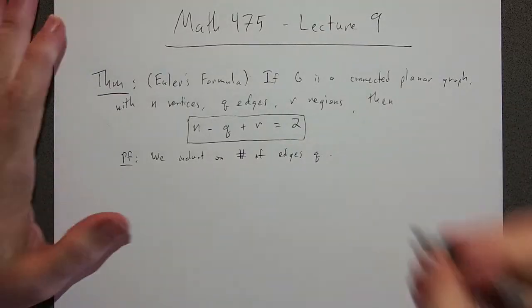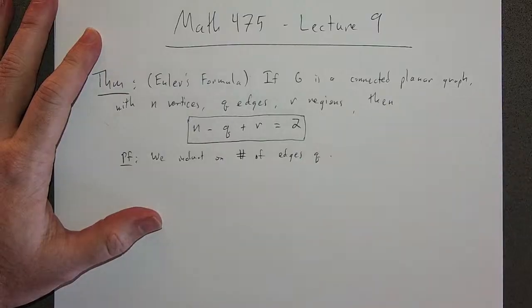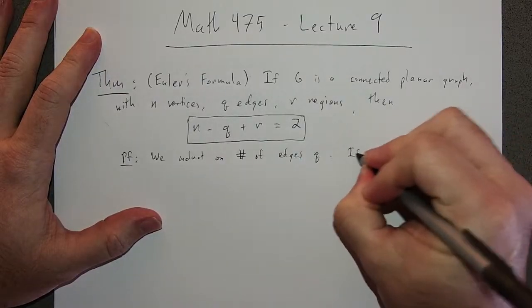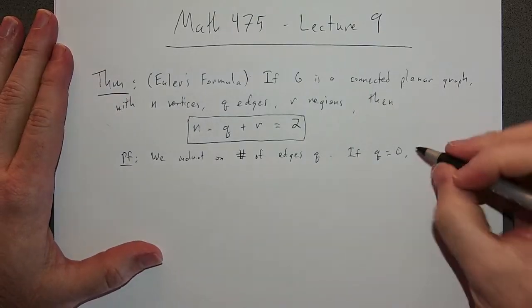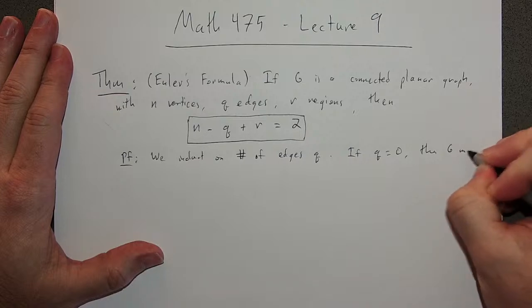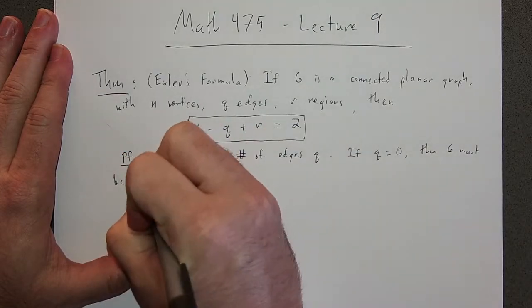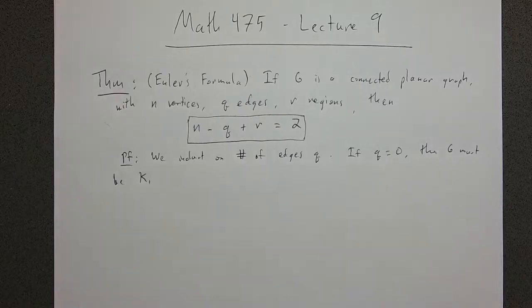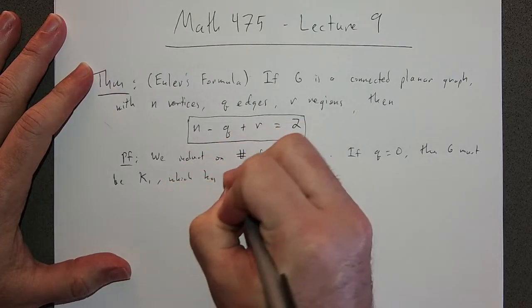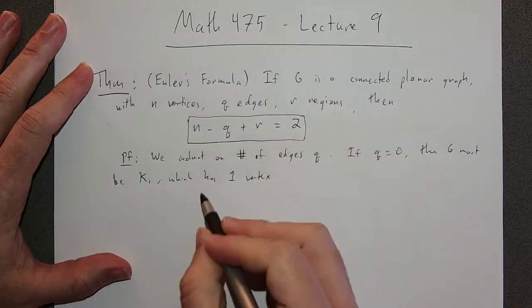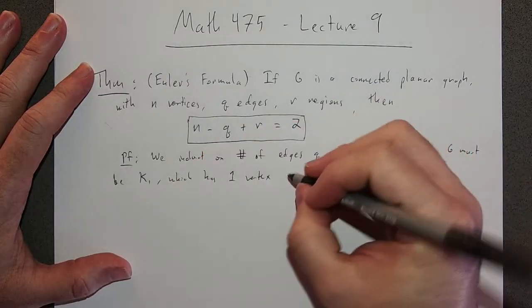Okay. We could start as our base case even q equals 0. There are no edges, right? If q is equal to 0, then what is the only connected planar graph with 0 edges? For it to be connected, it's got to be K1. So G must be the complete graph on a single vertex, which has one vertex and one region. Just the exterior region is the only region.